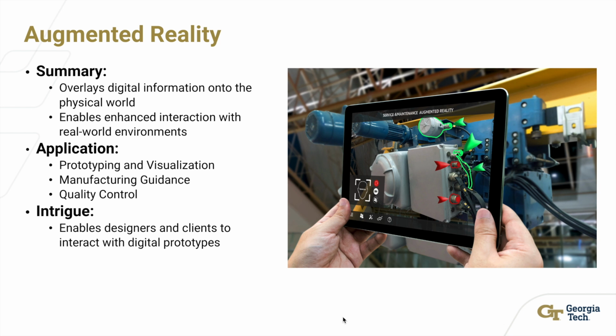Augmented reality is the use of overlaying digital information onto the real physical world, enabling enhanced interaction with real-world environments. In design and manufacturing, AR applications include prototyping visualization by designers to project 3D models onto physical surfaces, manufacturing guidance by providing workers with real-time instructions, maintenance and repairs by allowing technicians to overlay step-by-step repair instructions, and quality control by comparing products to digital models in real time.